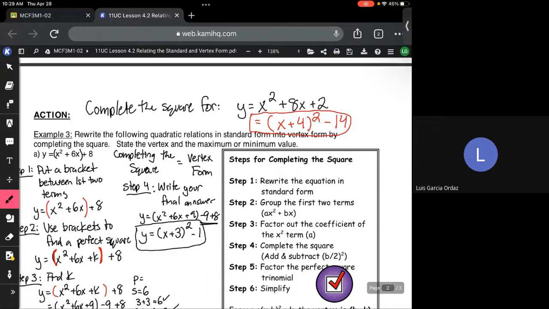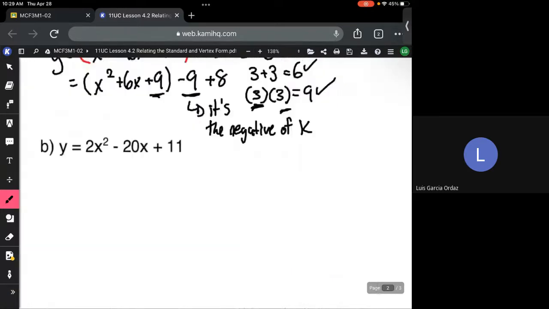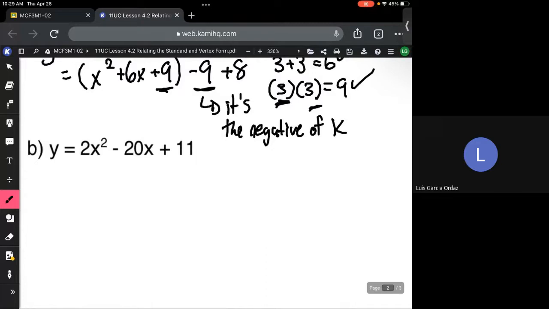Okay. So what we're going to do next is we have a trinomial that has a number in front of the x squared. So for B, we have a number in front of the x squared. Everything's going to be done the same, except now we have to do something different. So what are we focusing on to complete the square? The first two. So we're going to bracket off the first two.